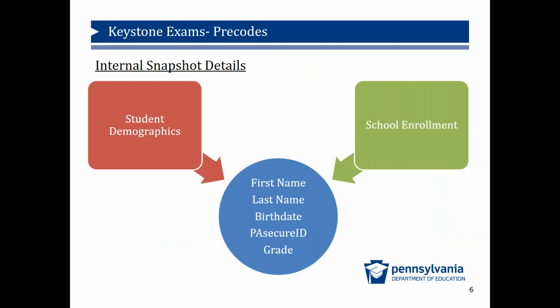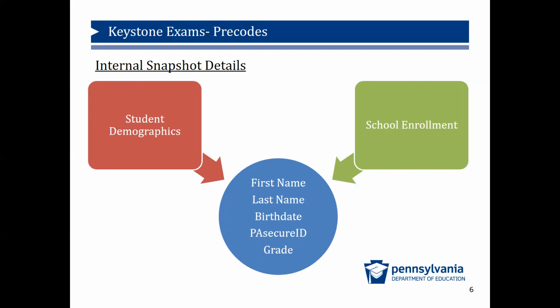This is an overview of the details we will be discussing for the Precode Keystone Exams internal snapshot. It begins with the student in the blue circle, which includes the student's 5 matching criteria. It is very important that the 5 matching criteria are correct because this is how students are linked to test results later in the year.